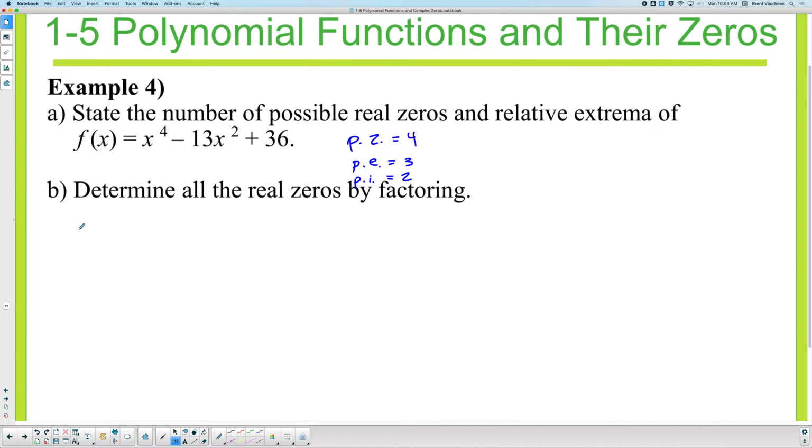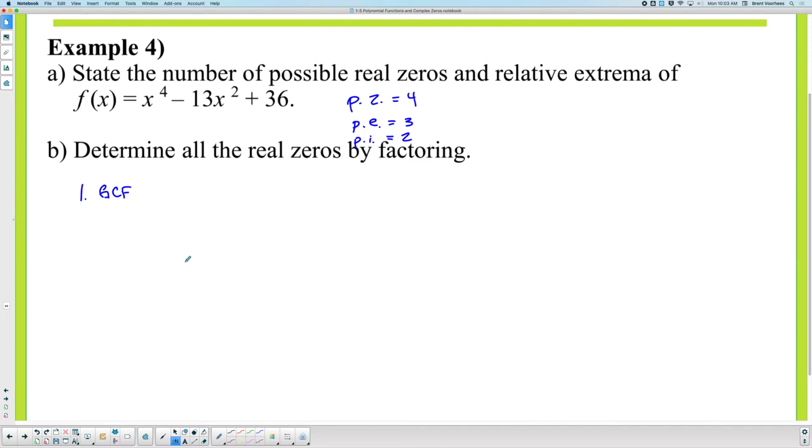Okay, what was our first method we looked at last problem? GCF. You always do GCF first. It's the easiest, and it's necessary to perform the other ones accurately. Do we have anything in common here? This x to the 4th, negative 13x squared, 36. Do I have anything in common? No. So put NA. No GCF.